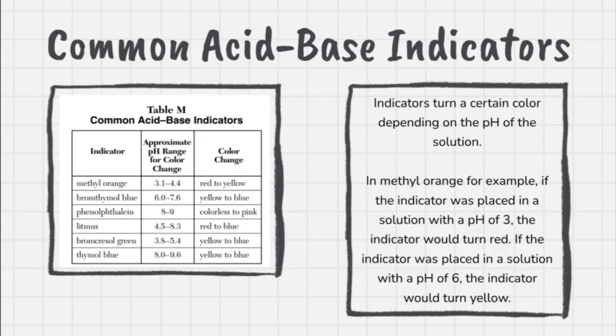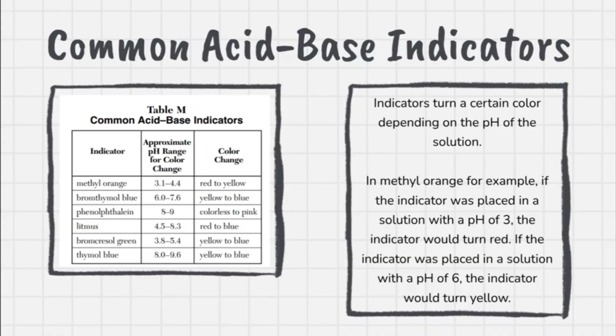Common acid-base indicators. This is Table M from the reference table. Indicators turn a certain color depending on the pH of the solution. So if we take a look at methyl orange, it says that the range for the color change is 3.1 to 4.4. So if the indicator was placed in a solution with a pH of 3, the indicator would turn red, because in the color change column it says red to yellow.